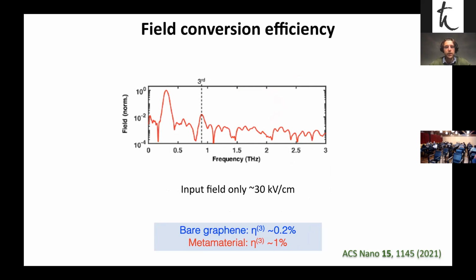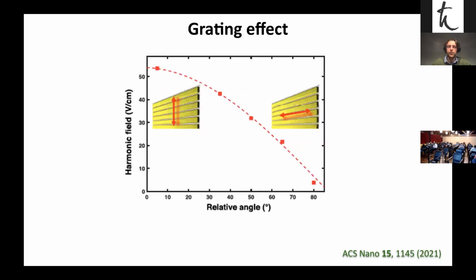So again, this means that you can also get quite high field conversion efficiency, which I show here. This is a measurement without any filters. So you see both the fundamental, in this case at 300 gigahertz, and the harmonic at 900 gigahertz. And this is for an input field of only around 30 kilovolt per centimeter, which means you don't need a linear accelerator to do this. We actually did this with a laser-based source. And you get a 1% conversion efficiency in the system.